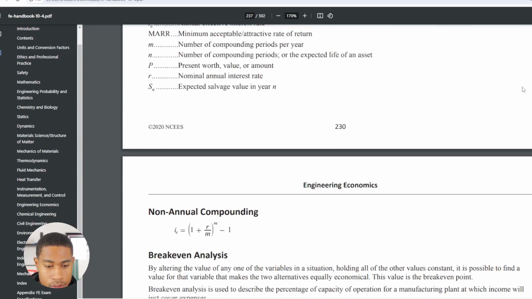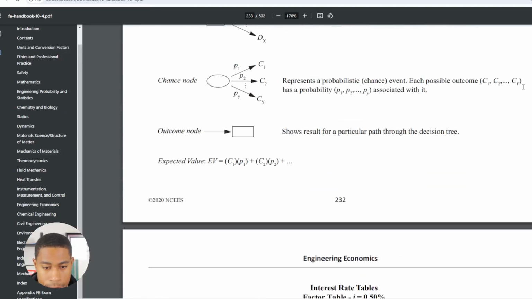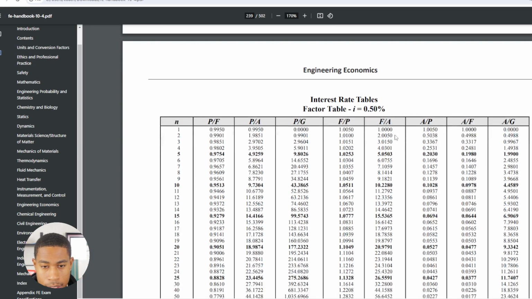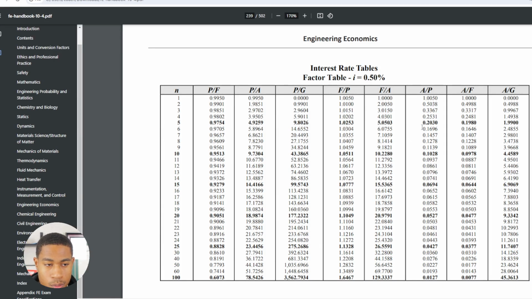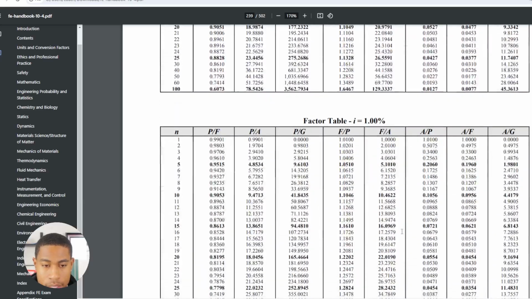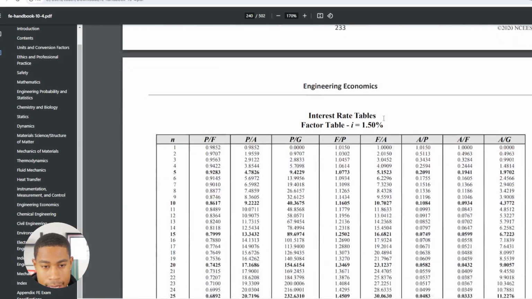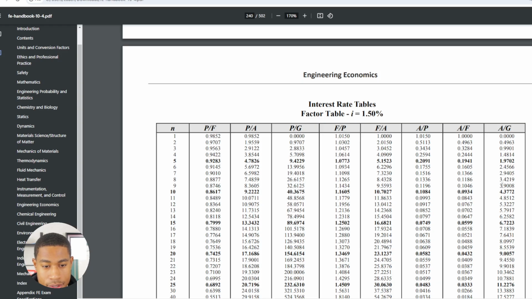We scroll through this engineering economics section, and we have our factor tables. So what is a factor table? Well, it will show you what those values would be given a specific interest rate. So if you have a 0.5 interest rate, this is the only way that you can use this particular table. If you have a 1% interest rate, then you can use this table, right? If you have a 1.5% interest rate, you can use this table.